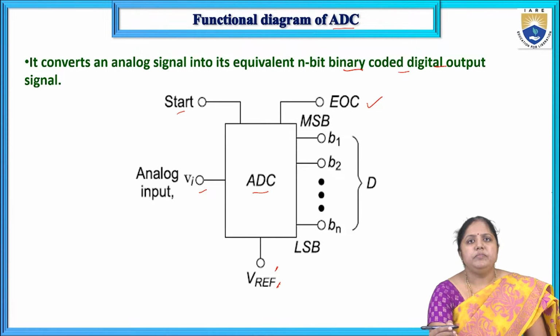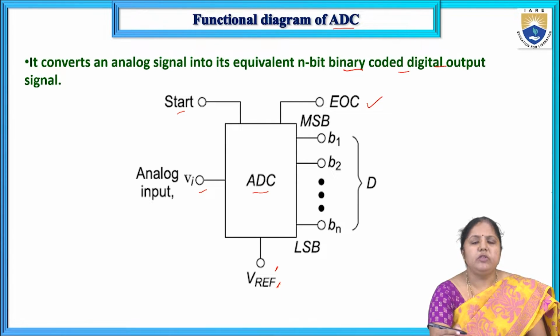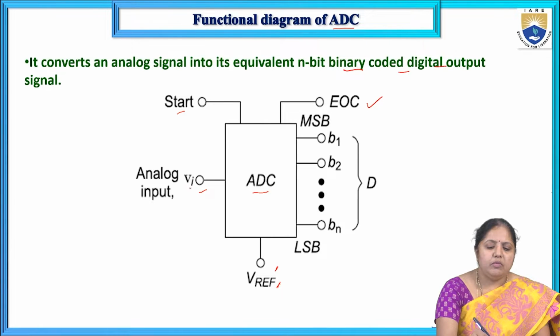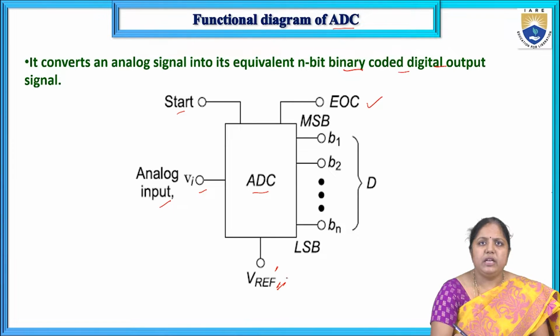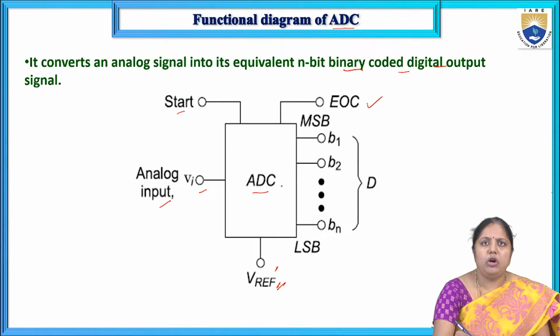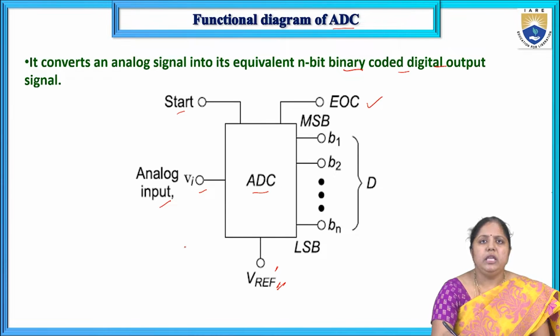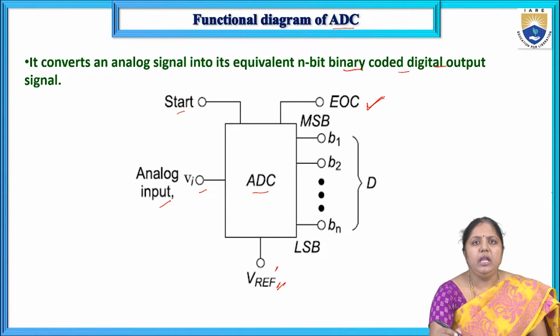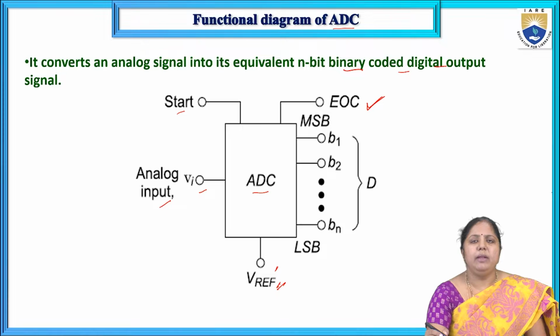Before we give the analog input signal to the ADC, first we need to press the start button. Later we apply the analog input signal as well as the reference signal. Then the conversion of the analog signal into the equivalent binary form is done. After completion of the entire process, the ADC automatically switches on the end of conversion. So this is the process that will be done.